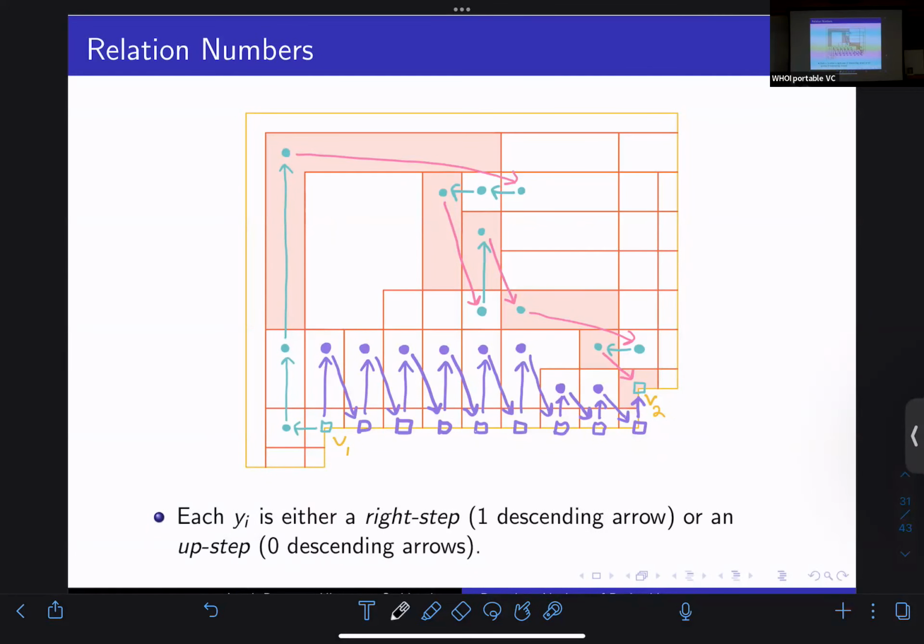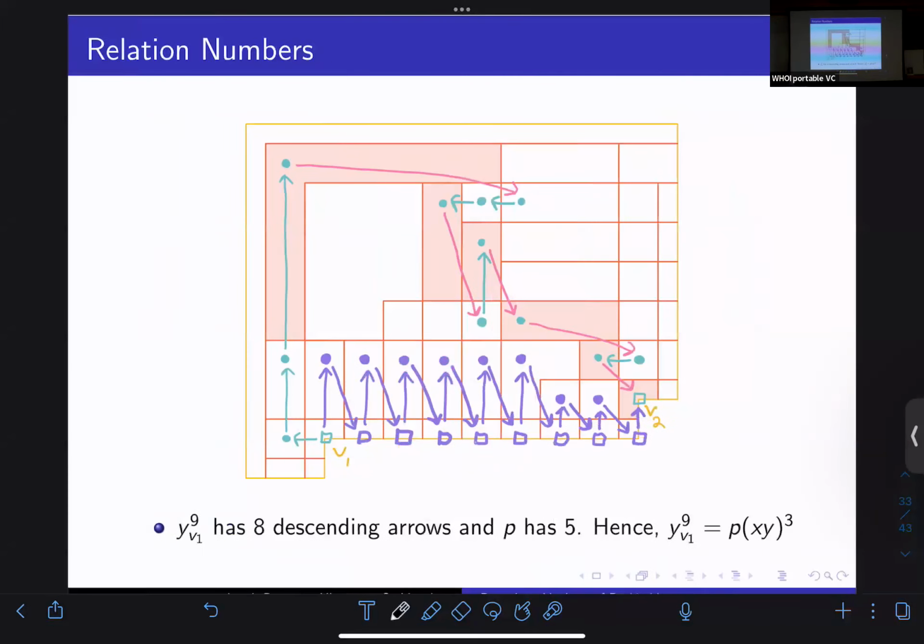Remember, these yi's are the arrows that go counterclockwise between adjacent boundary boxes. And each yi is either going to move right or it's going to move up. I'm going to observe that the ones that move right always have 1 descending arrow, and the ones that move up always have 0 descending arrows, which means all I have to do to figure out how many descending arrows are in the composition of y's from V1 to V2 is just say how far apart their x values are. In this case, they're 8 columns apart. This means that the composition of y's has 8 descending arrows.